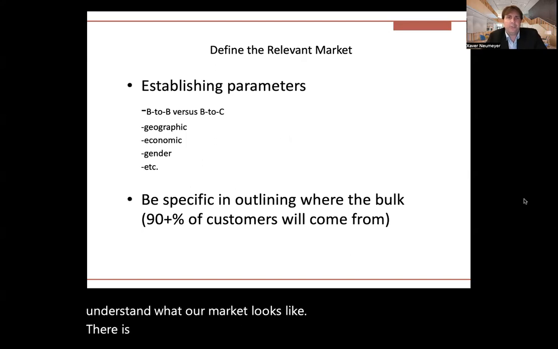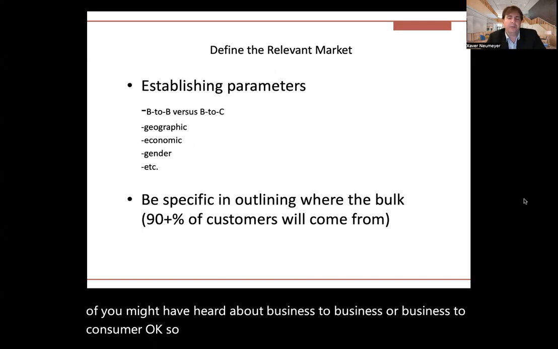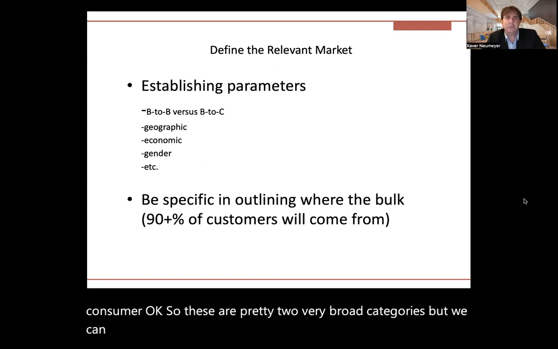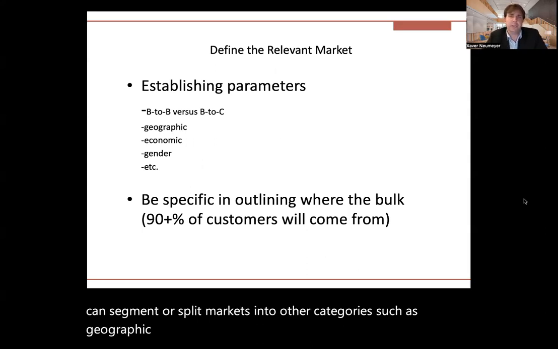There are a few parameters we have to consider. Most or all of you might have heard about business to business or business to consumer. These are two very broad categories, but we can segment or split markets into other categories, such as geographic categories, economic categories, gender, or other demographics.